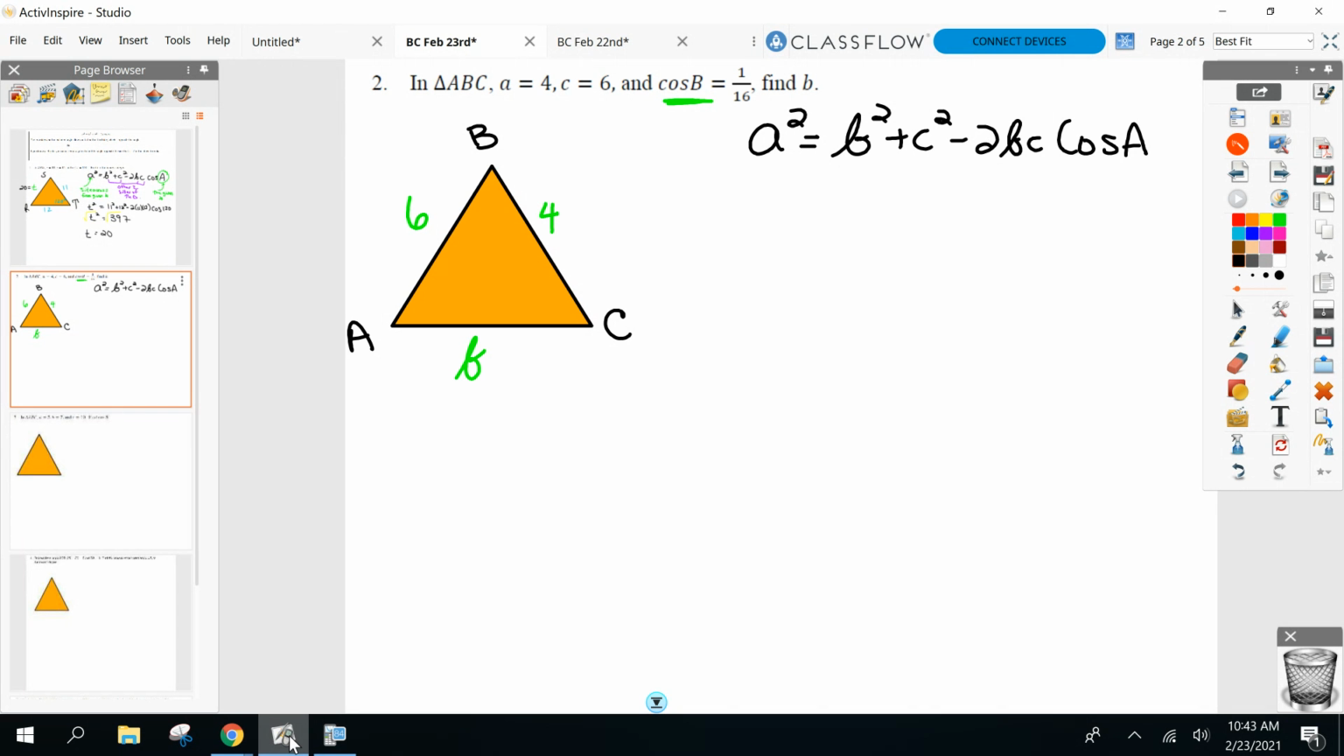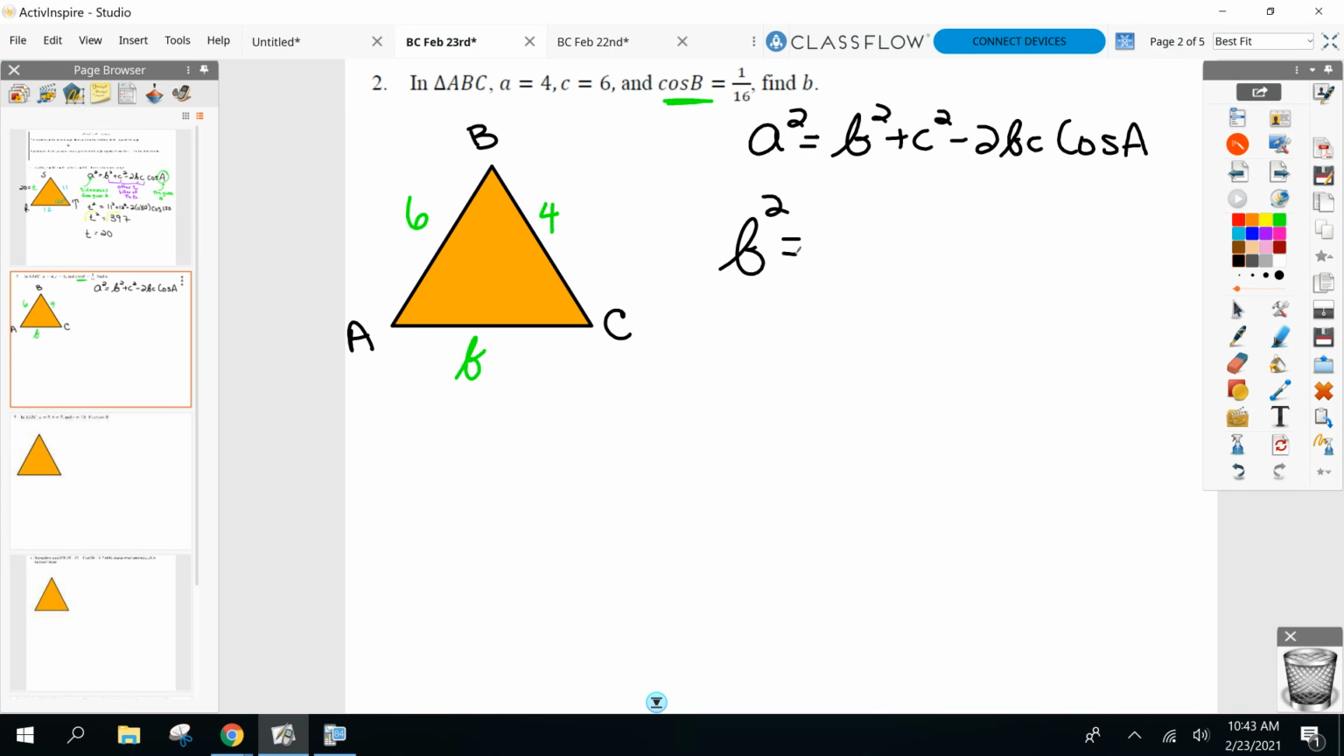B. So that's what I'm starting the law of cosines out with. Remember, you always start law of cosines out with the side across from the angle you're working with. I am working with angle B, so I will start law of cosines out with the side across, which is B. So B squared equals, see how this could get tricky?